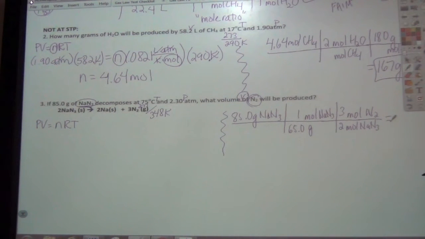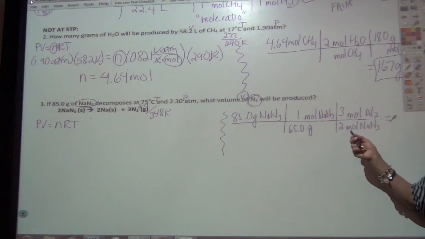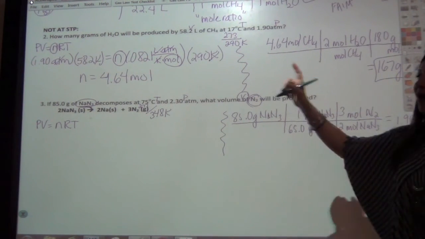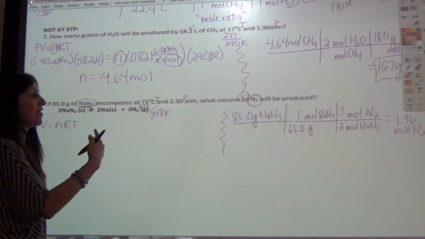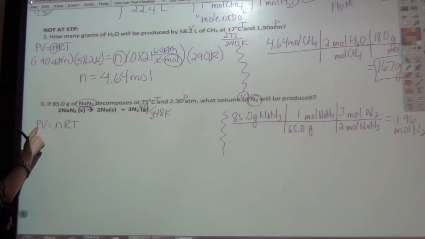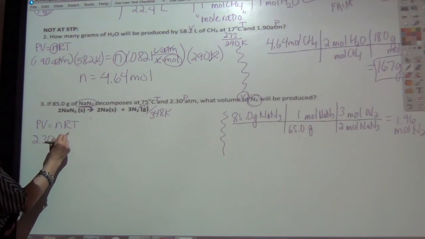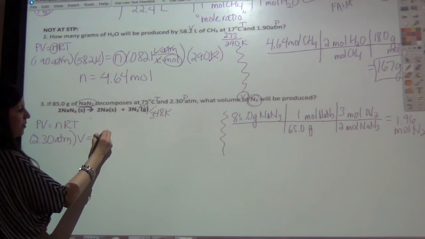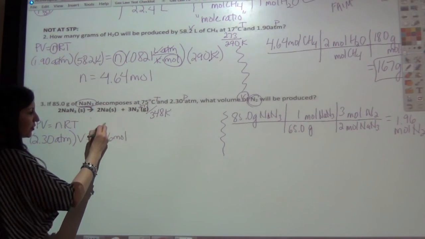So let's do 85 times 3 divided by 65 and divided by 2. Remember, you have to divide again. It's not divide, multiply. It's still divide. Okay, so we've got 1.96, and that's moles of N2. And so now we can come back and fill in our Vintner because we have everything but volume. So our P is this 2.30 atmospheres, and our V is what we're looking for. The moles we just found, 1.96 moles of the N2.